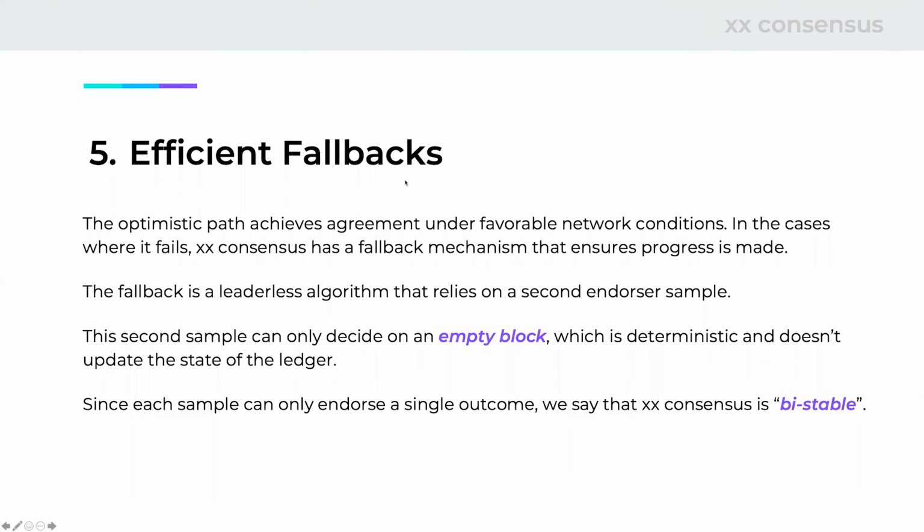And we want this empty block because it allows us to keep the randomness chain going forward. Since we have these two separate samples that can only endorse a single binary outcome, a normal endorser sample is going to endorse the block proposal, and a fallback endorser sample is going to work on an empty block when things don't go according to plan. We say that XX consensus is bistable.